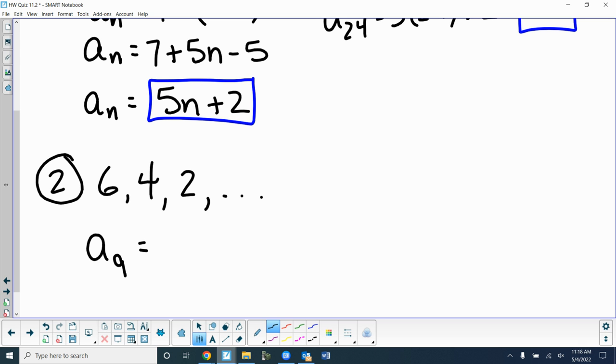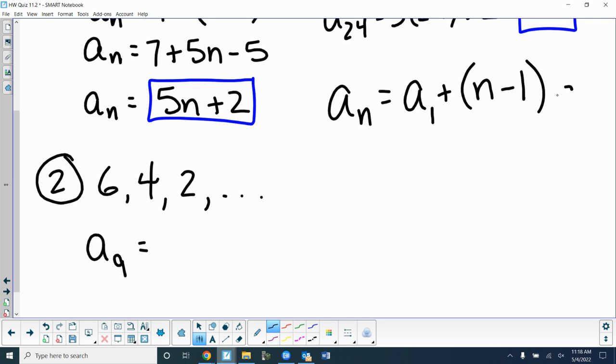So, A1 is our formula. I'll just write the formula here. Nth term equals the first term plus n minus 1 times d. All right? So A1 for this is 6. N is 9. And what's d? What's 4 minus 6? Negative 2.